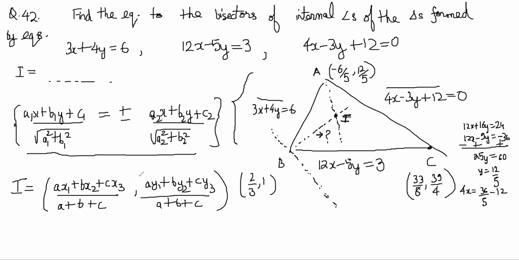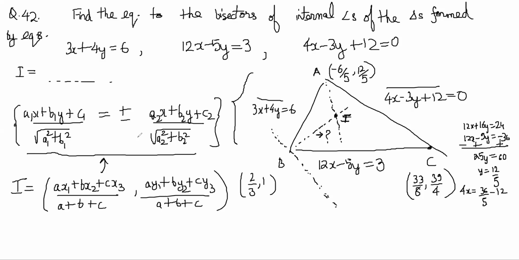Yeah. And once the incenter point is found, the incenter lies on the internal bisector only. So you can put this point in these equations and check whether the plus or the minus is satisfying, right? Correct? Yeah. So that is one way to do it. Let's think of some other way, because I don't want to do that calculation.